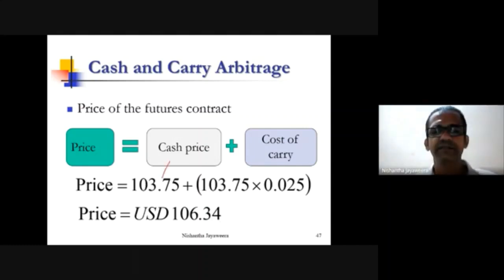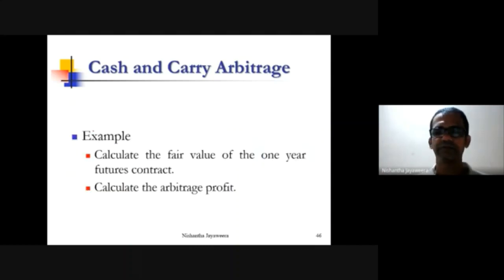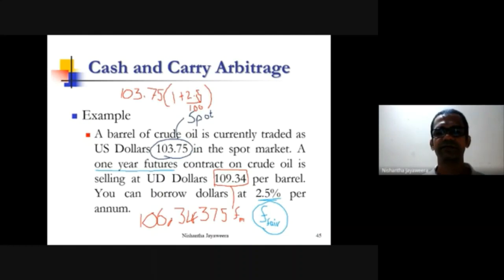This is the cash price. This is the cost of carry. All together, the price is the future value because there's no benefits, just the interest cost. Okay, now you calculate the fair value. Now tell me, once you compare these two, is there any arbitrage?